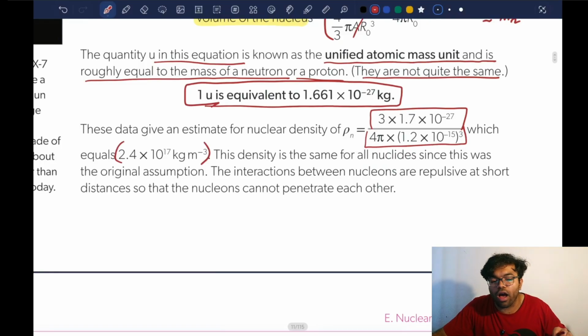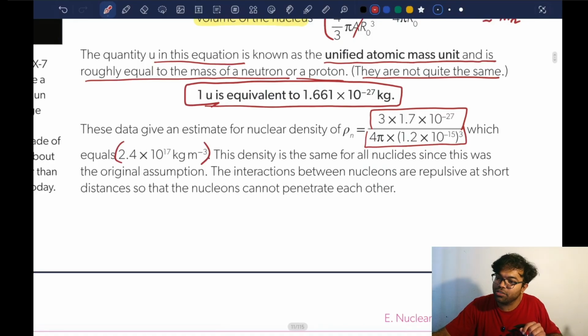If you have a nucleus, for example, if you have 1 kilogram of nuclear material, it will be a huge value, very, very massive. 2.4 × 10^17 kgs.